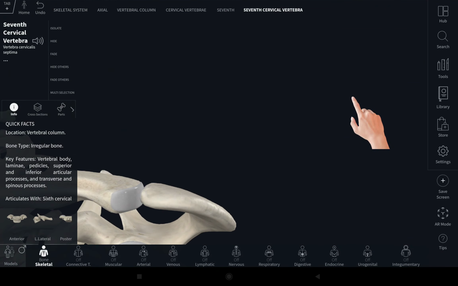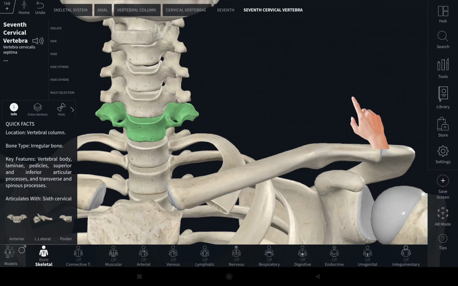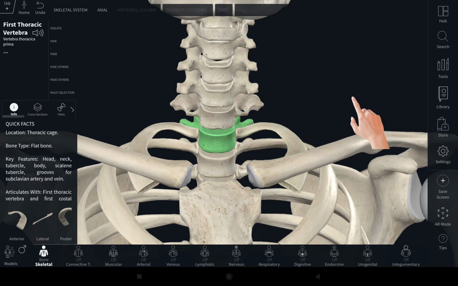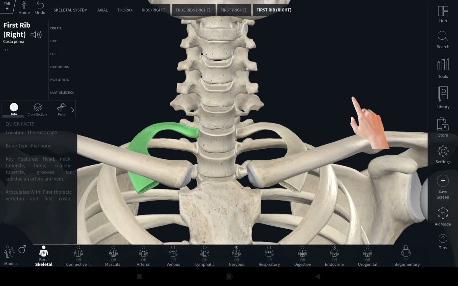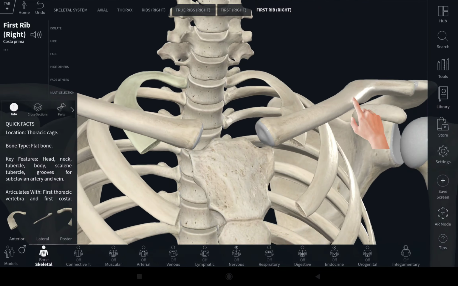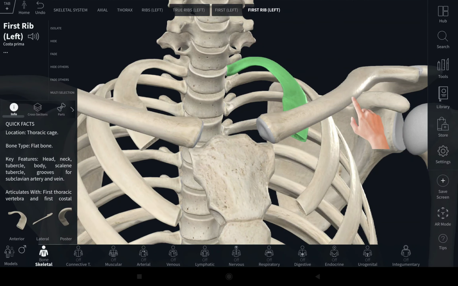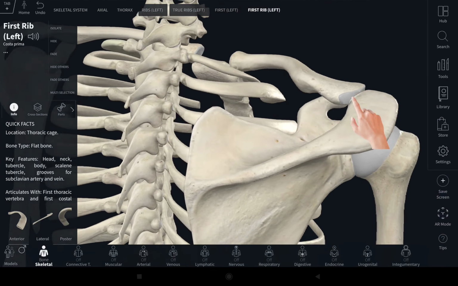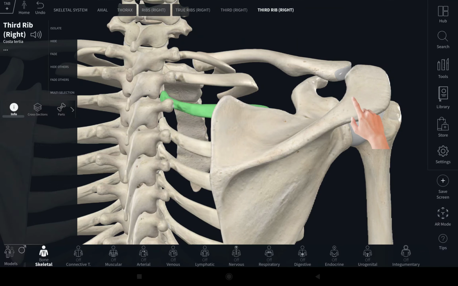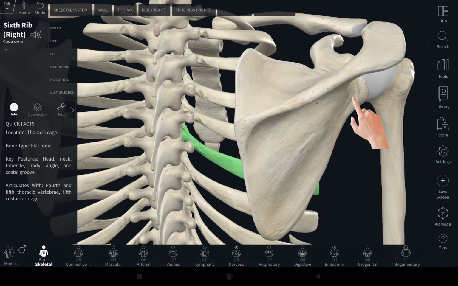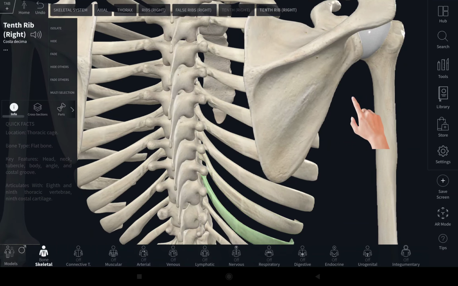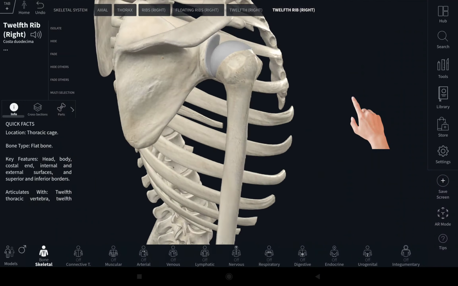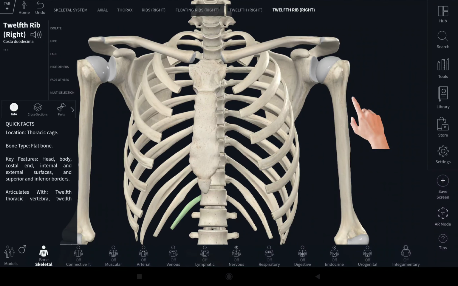Then this is the first thoracic vertebra, which connects with the first rib. So the first rib is connected with the first thoracic vertebra. Then this is the second rib. This is third, fourth, fifth, sixth, seventh, eighth, ninth, tenth, 11th and 12th rib. So there are 12 ribs on each side of your chest.